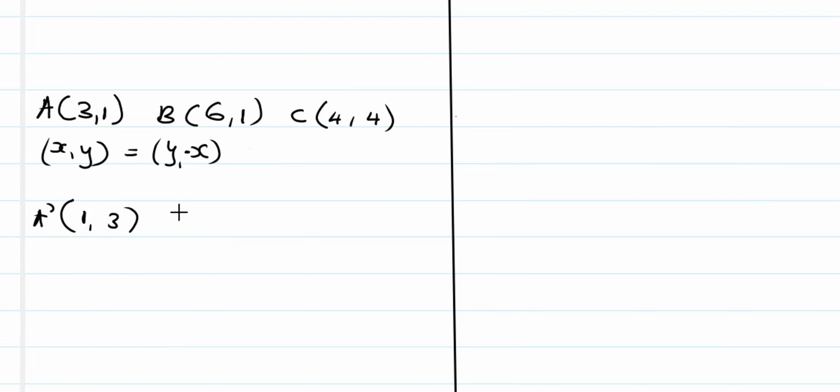Then we go to B reflected where we have (1, 6), we interchange them, then we go to C reflected where we have (4, 4), but then we said all these ones here become negative, so we put negative on each of them, and that becomes the rotated triangle.